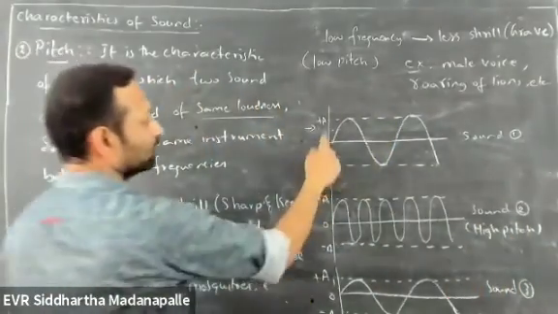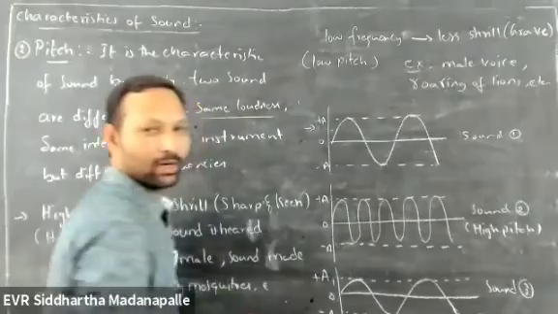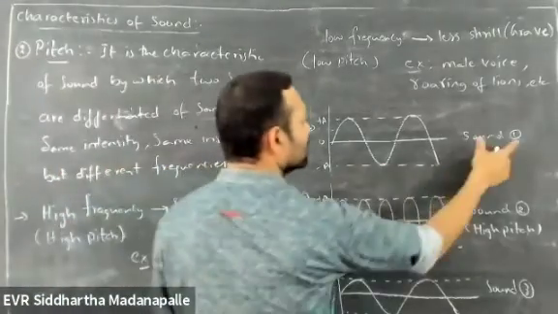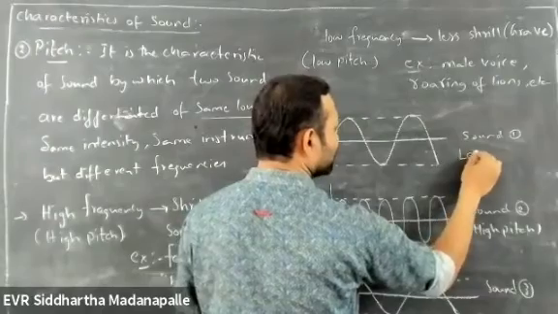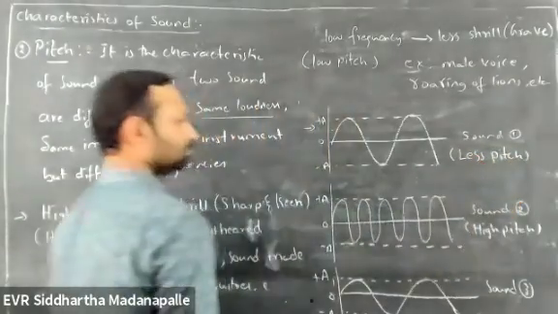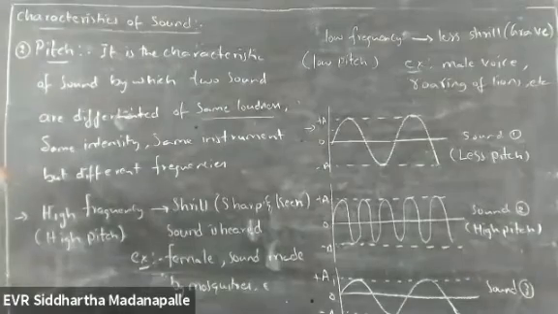Whereas in this one, the frequencies are very low. Frequencies means number of waves per second, very low. So here this one represents a low pitch sound, right? So pitch and its meaning, understood?